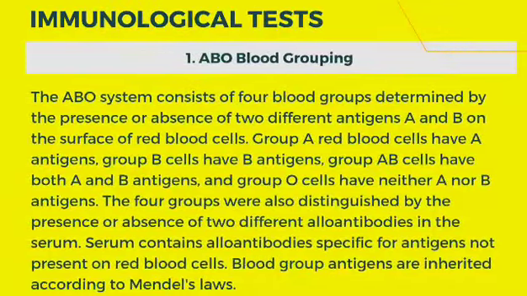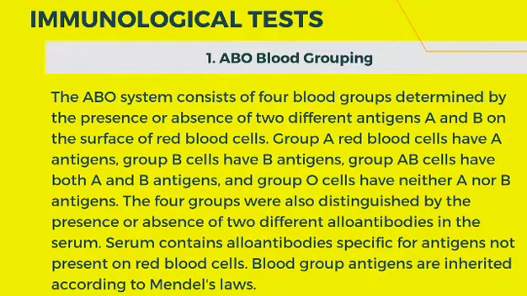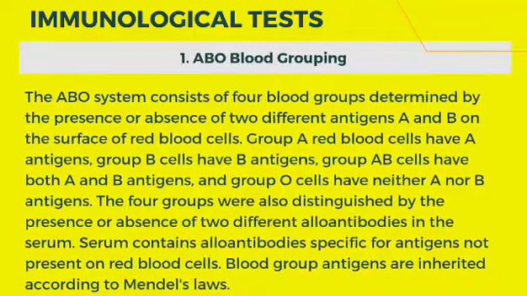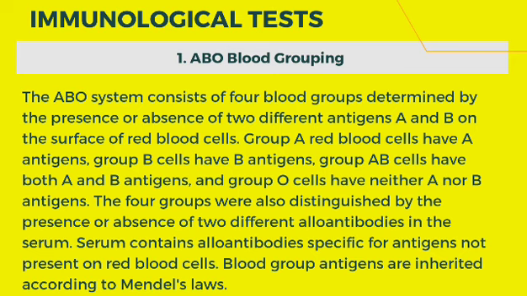Now let's move on to the immunological tests. There are a few immunological tests, and among them I have chosen two, the first one being ABO blood grouping. The ABO system consists of 4 blood groups determined by the presence or absence of 2 different antigens, A and B, on the surface of the red blood cells. Group A red blood cells have A antigen, group B cells have B antigen, and group AB cells have both A and B antigen. Group O has neither A nor B antigen. The 4 groups are also distinguished by the presence or absence of 2 different alloantibodies in serum. Serum contains alloantibodies for the antigens not present on the red blood cells.